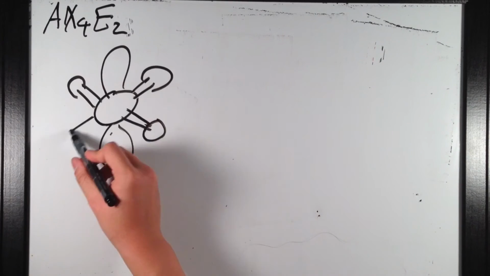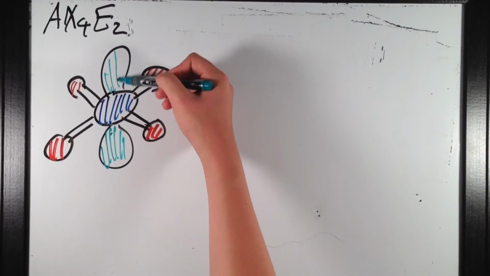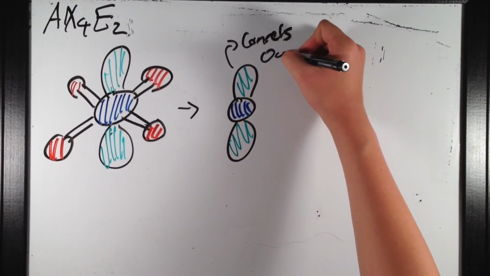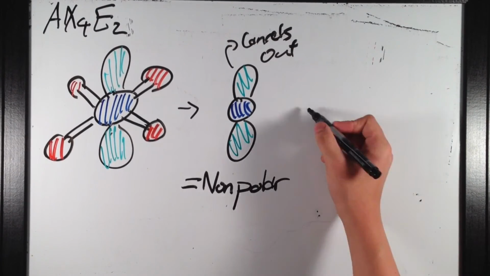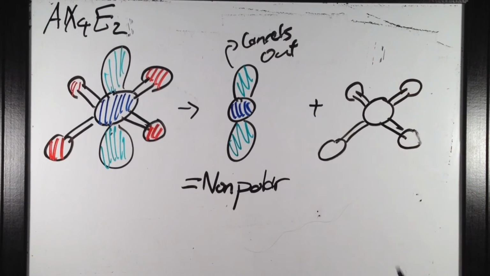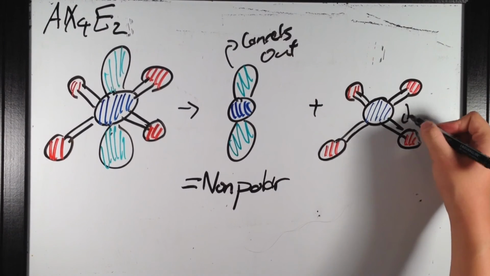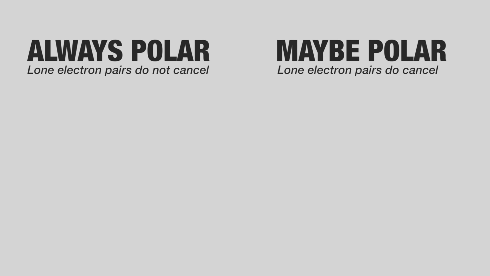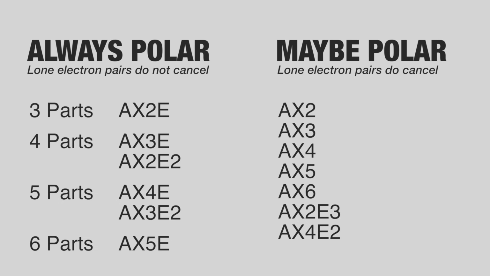In AX4E2, it works out in a very similar fashion. If the vertical component is completely filled with lone electron pairs, and the horizontal component's charges cancel out to be 0, then the molecule is too nonpolar. Due to the nature of their molecular shapes, AX2E3 and AX4E2 are the only VSEPR shapes with 5 or 6 parts that can ever be nonpolar. If either a vertical or horizontal component has unbonded electron pairs, but is not completely filled with more unbonded electron pairs, then the molecule is considered polar.